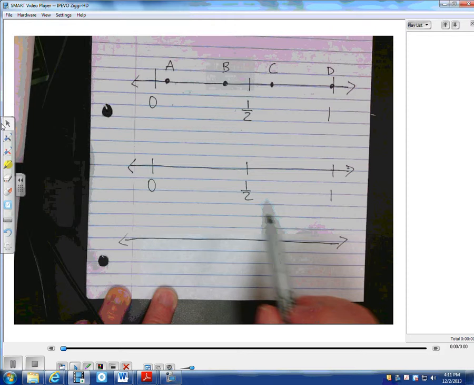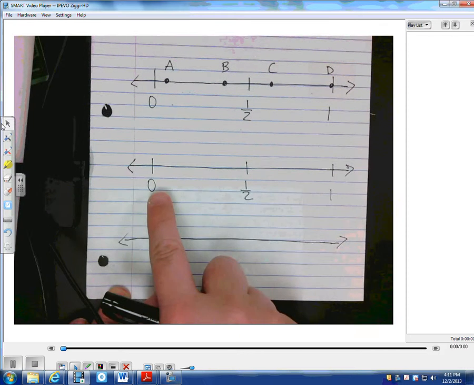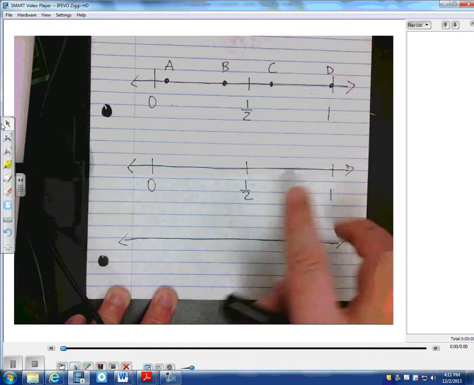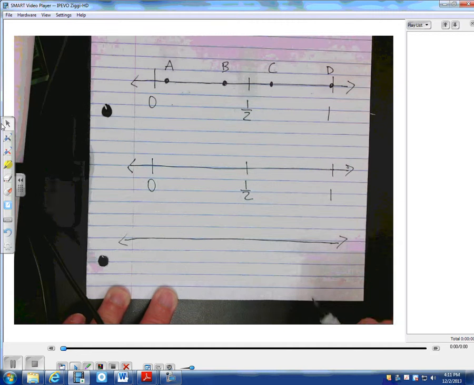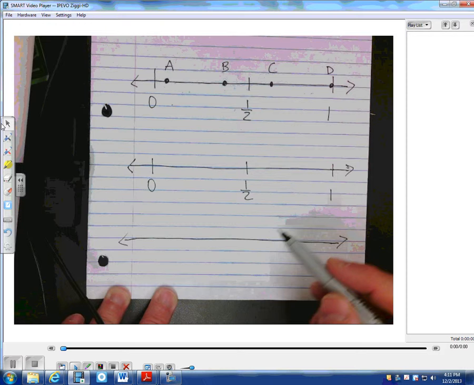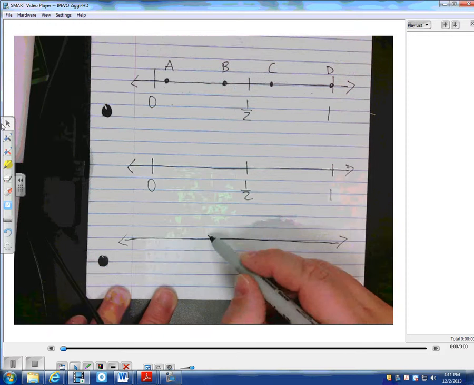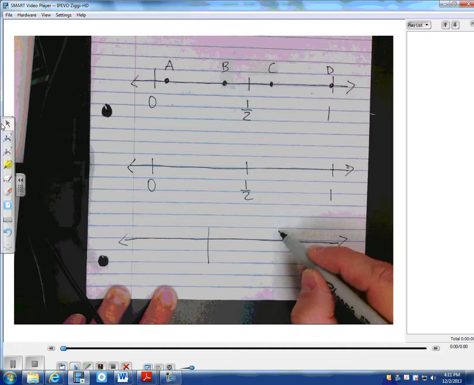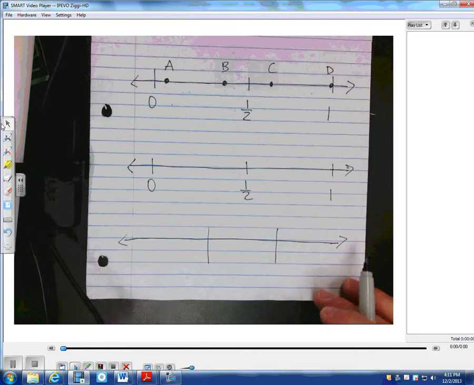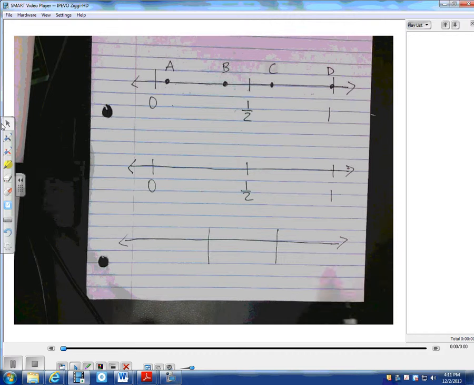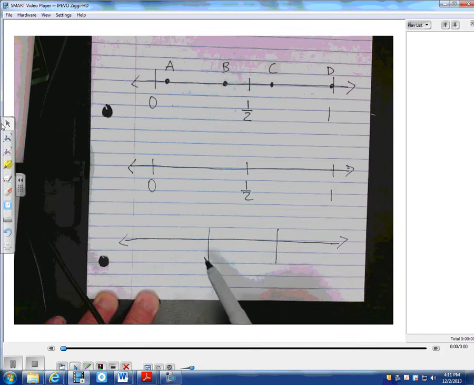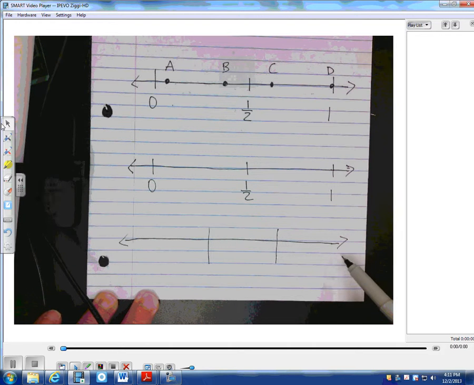See, for example, in this part, they broke it into halves. So I have 1/2 here, and I have 1/2 here. So that means I have 2. So what I want to do is break it into thirds. So what I will do, this is just approximate, right there, and right there. Okay, it may not be perfect, but close enough. Okay, so in this case now I have 1 here, 2 here, 3 here. So I have broken this up into thirds.